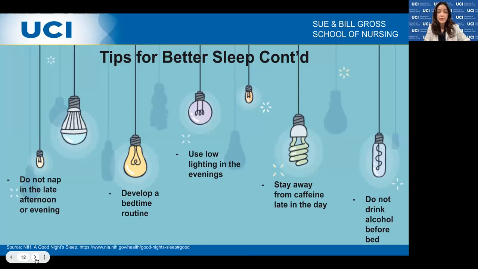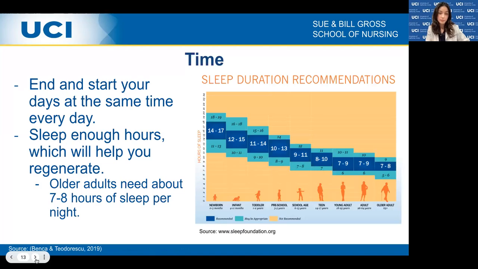Avoiding napping late afternoon or evening, developing a bedtime routine, using low lights in the evenings, staying away from caffeine late in the day, and avoiding alcohol before going to bed. Time is also an important factor, so make sure you start your day at the same time every morning and get enough sleep to help you regenerate, which would be about 7 to 8 hours of sleep at night.